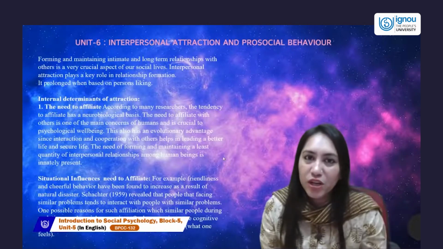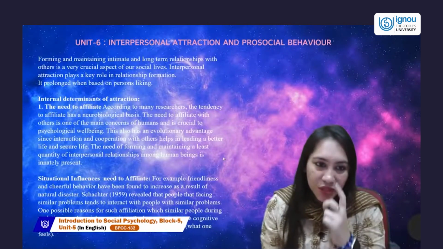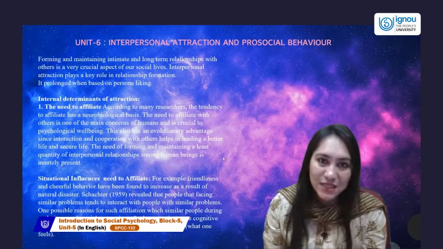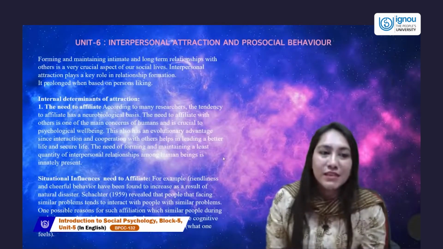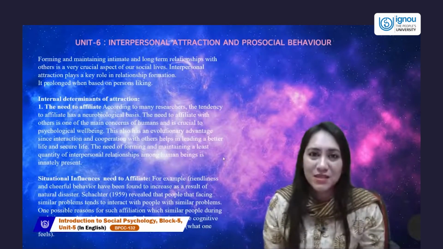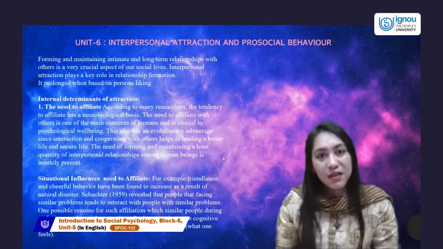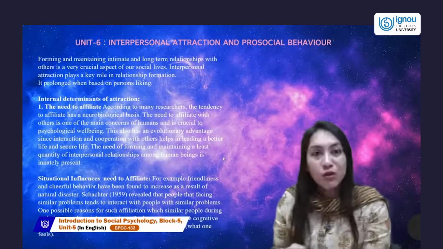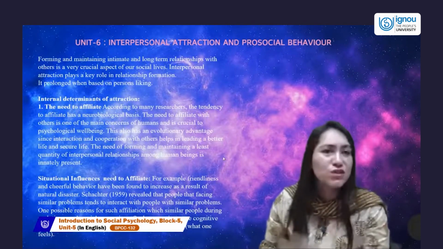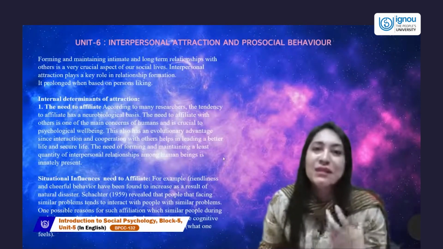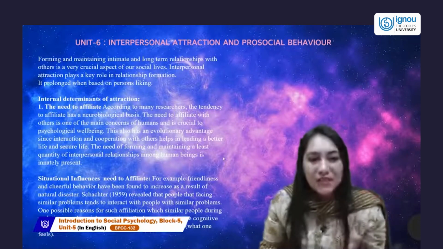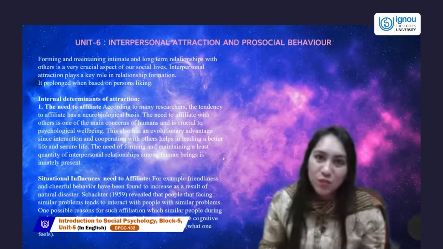The reason that we want to be with somebody could be, many researchers say, the tendency to get affiliated is survival in nature. It's a neurological base. That means we are born with it. Getting associated to a social group, to a school, to a workplace, to an organization, this is all inbuilt in us. It's an innate need. So the need to affiliate with others is the main concern of human living.